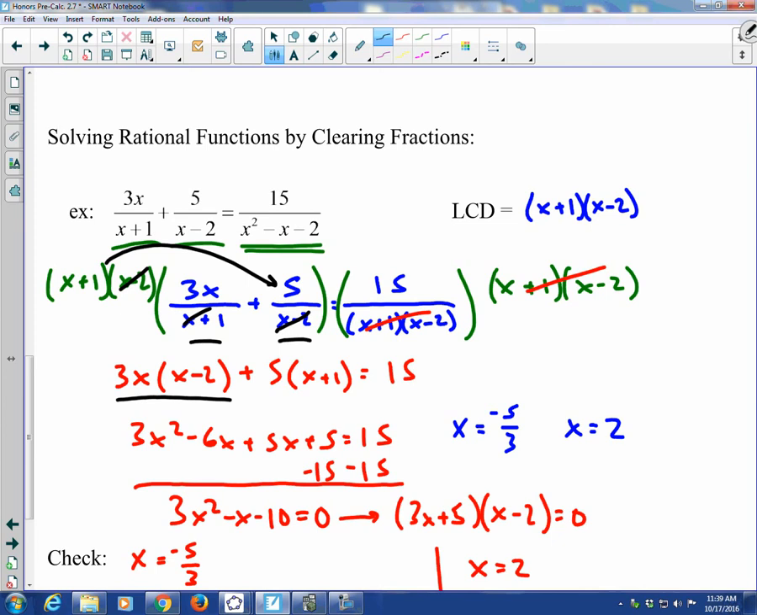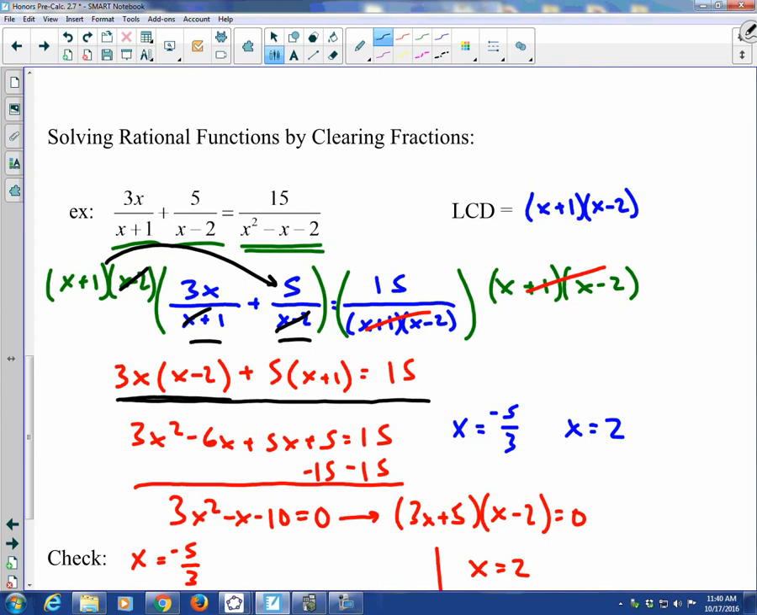And we're multiplying 5 times x plus 1. So right here, we're at this point in our equation, and we've canceled out the polynomials in our denominator. We've changed the form. So right here, basically what we can do is simplify. And when we simplify, we can multiply our 3x through our x minus 2 and our 5 into our x plus 1. We're going to get 3x squared minus 6x plus 5x plus 5 equals 15.